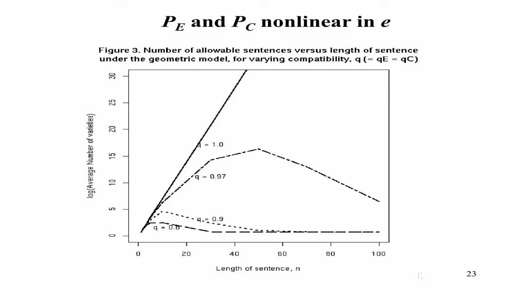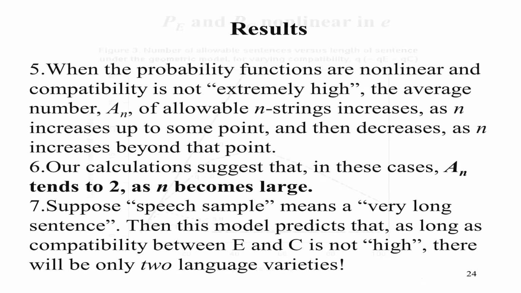Here's what happens when you use that nonlinear version, the one that stays low and then just jumps up. This first line, I'm plotting it on a log curve. So this one here is the maximal rule. But apart from that, once the compatibility is not too high, it goes up and then comes back down. And I've done simulations, it always comes down to 2. So with this second model, you get this limiting case that as n becomes large, the number of allowable sentences tends to 2.